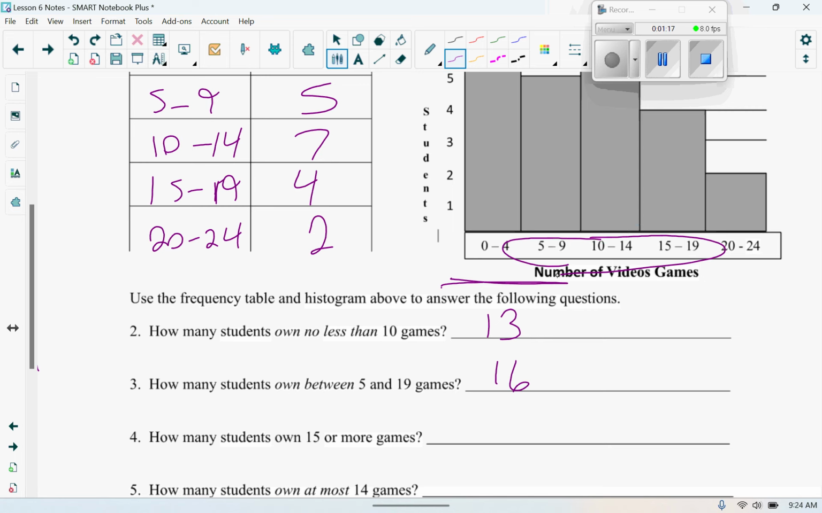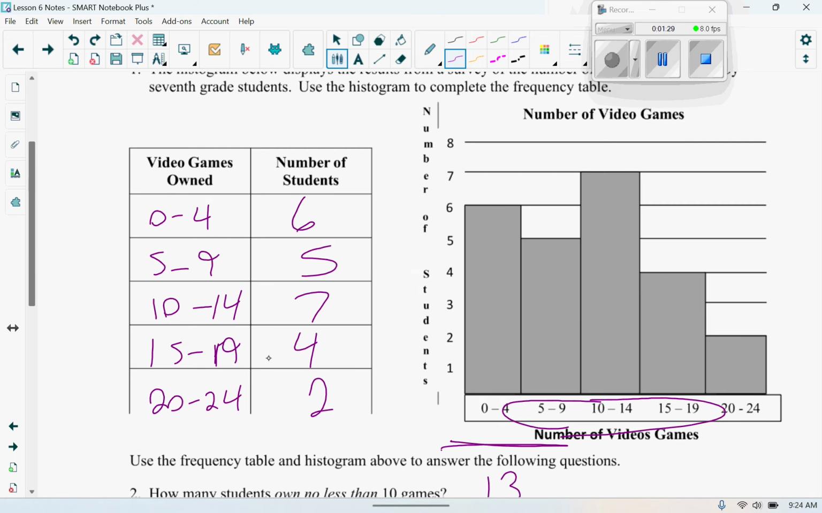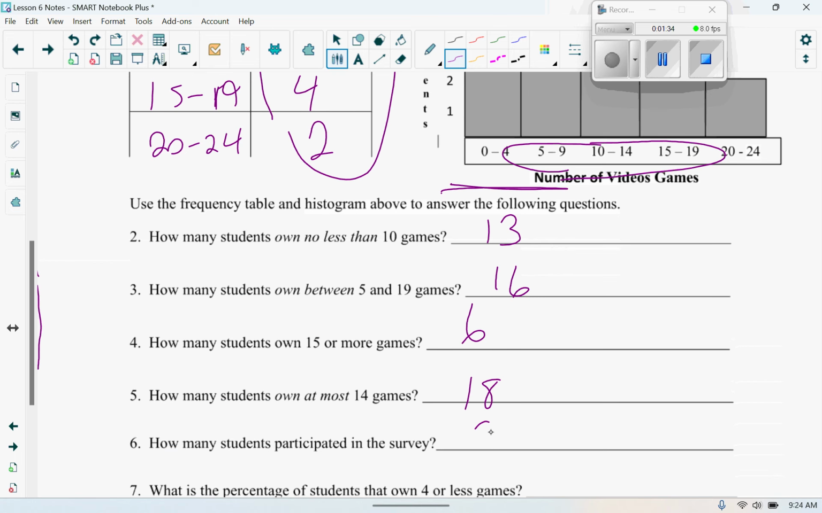And then how many students own 15 or more games? That's 6. How many students own at most 14 games? That's 18. How many students participated in the survey? So I'm just going to add up everything together. Really we're adding up all of this over here, and that's going to give me 24.